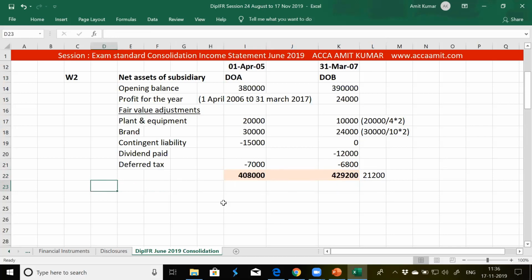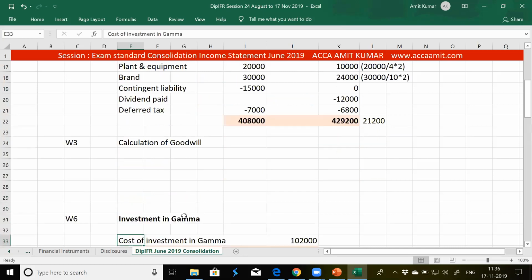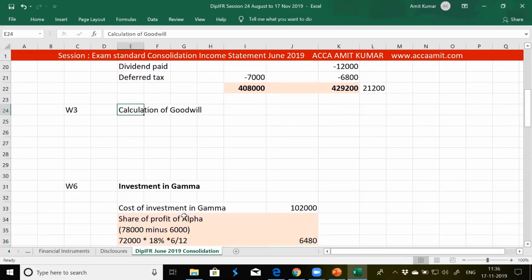Working note number 3. Calculation of goodwill. What we need to take care of in this? Cost of investment. Value of NCI. Fair value of net assets of subsidiary on the date of acquisition.